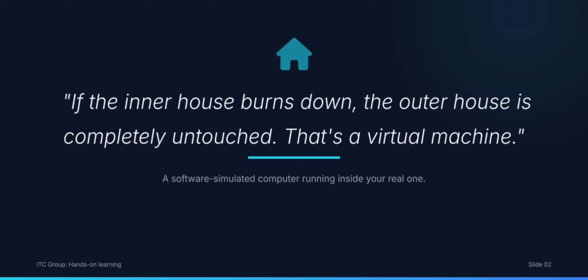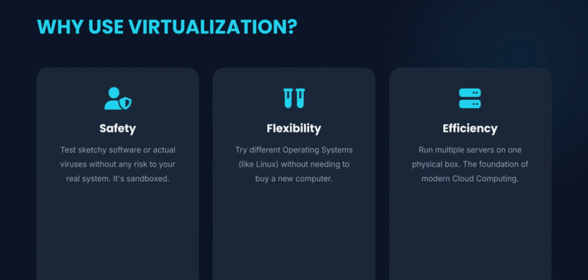Let's go. Week 4. You asked us to imagine a house inside a house. The outer house is real. The inner house is fully functional. Rooms, furniture, utilities, but it exists inside the outer one. And if the inner house burns down, the outer house is completely fine. Which is essentially what a virtual machine is. A complete, software-simulated computer running inside your real computer. It uses a portion of your real machine's resources, but it behaves entirely like a separate machine with its own operating system, files, and applications.